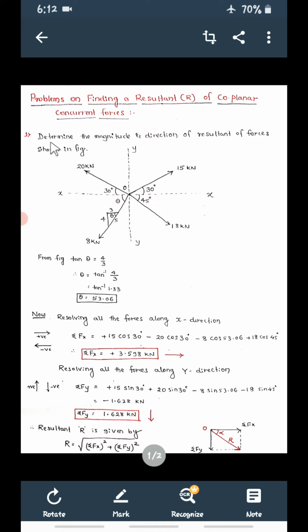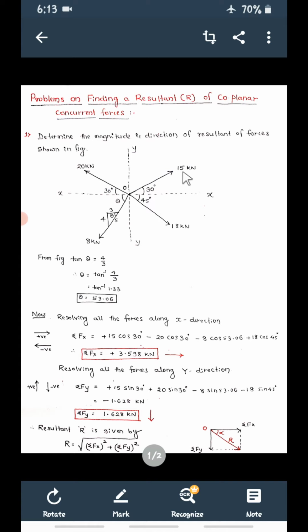The problem is like this: determine the magnitude and direction of the resultant of the forces shown in the figure. There are four forces: 15 kilonewton, 20 kilonewton, 8 kilonewton and 18 kilonewton. All these forces are inclined. They are not horizontal, not vertical. These forces make an angle with the x-axis or y-axis, whatever the given case.